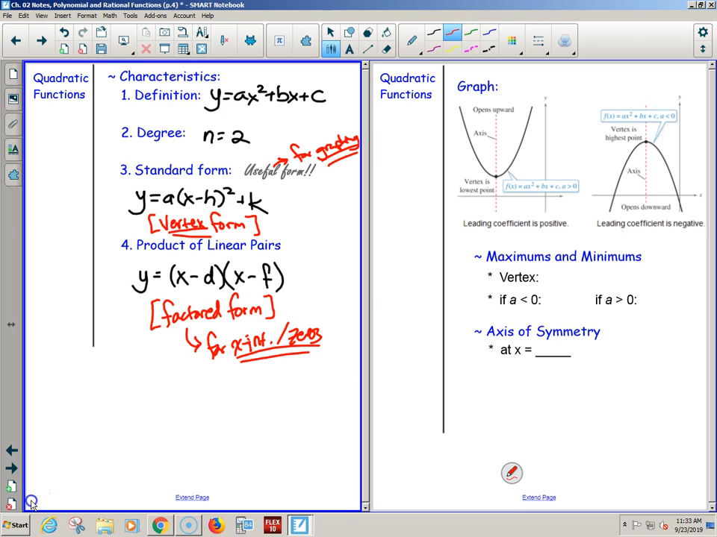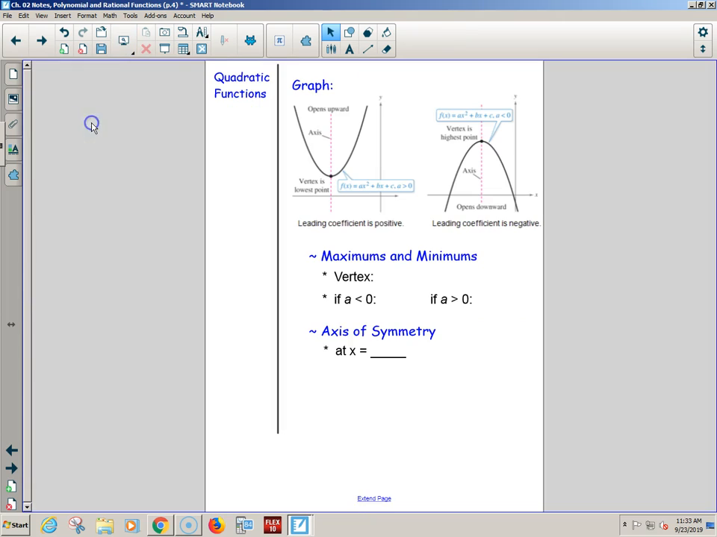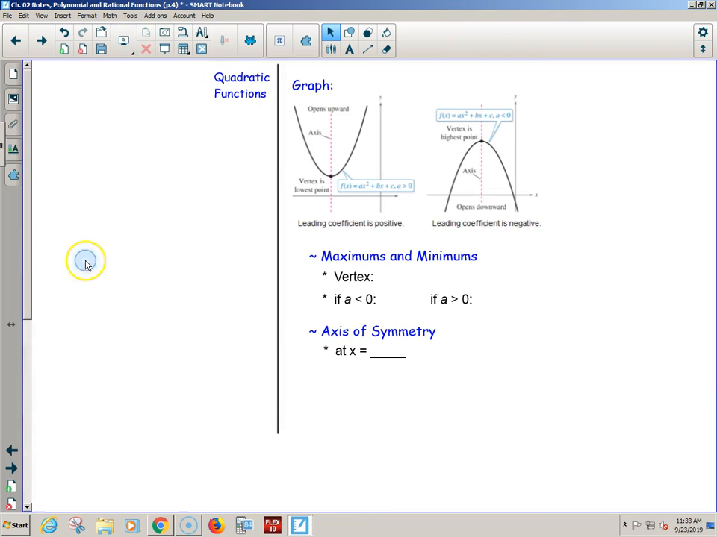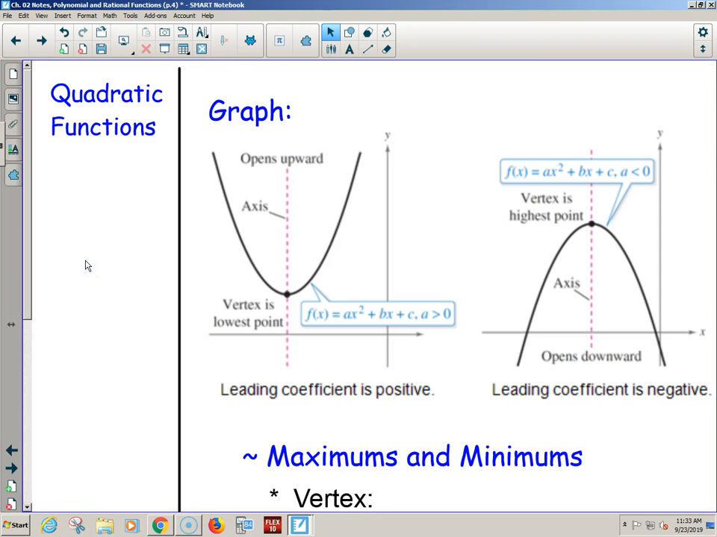Okay, now zooming in on the second page, because this is where we finish the material for section 2.1, which we're trying to catch up on today. If you needed to fill in any information, now's the time. Except, do I really need you guys writing vertex is lowest point? How can we summarize that?